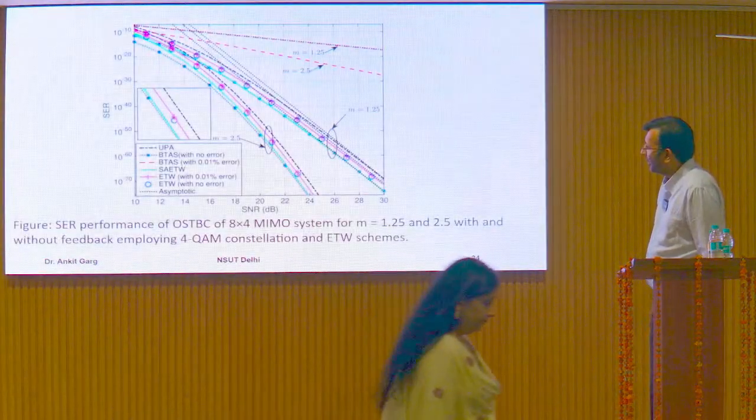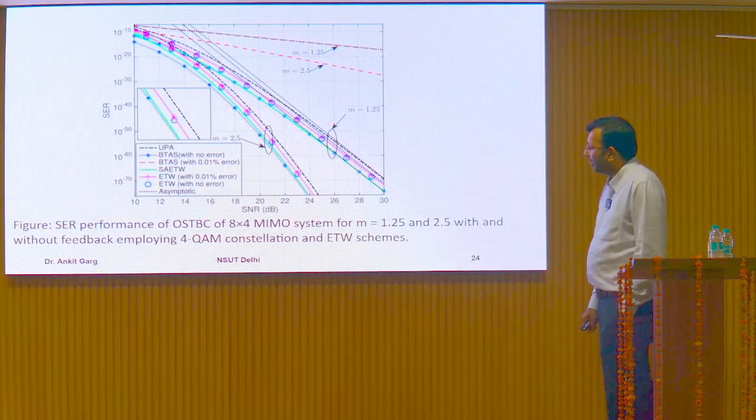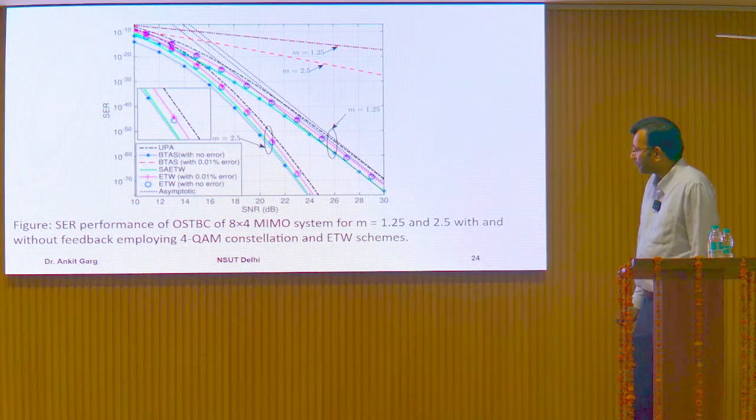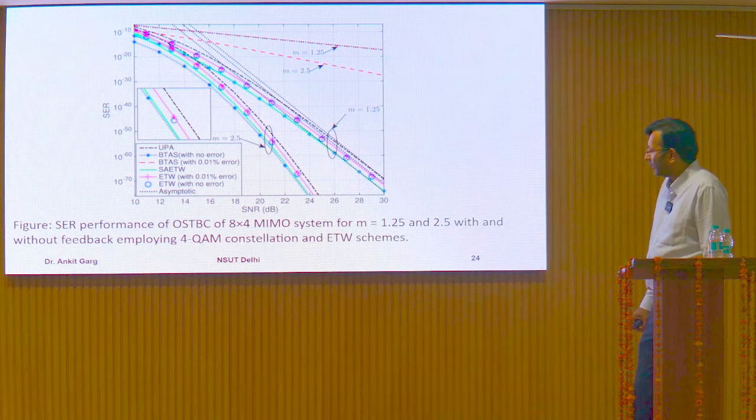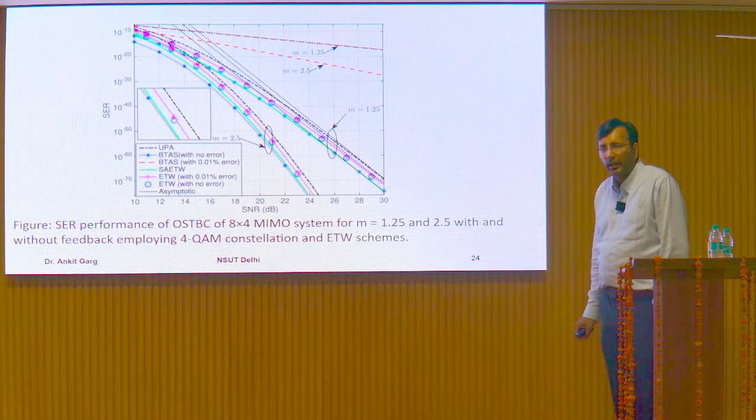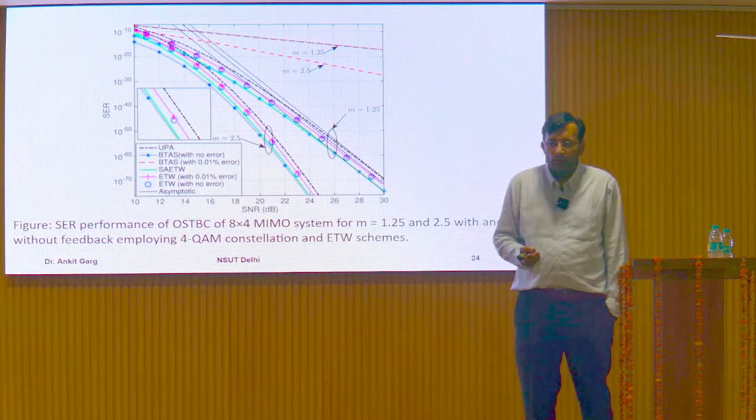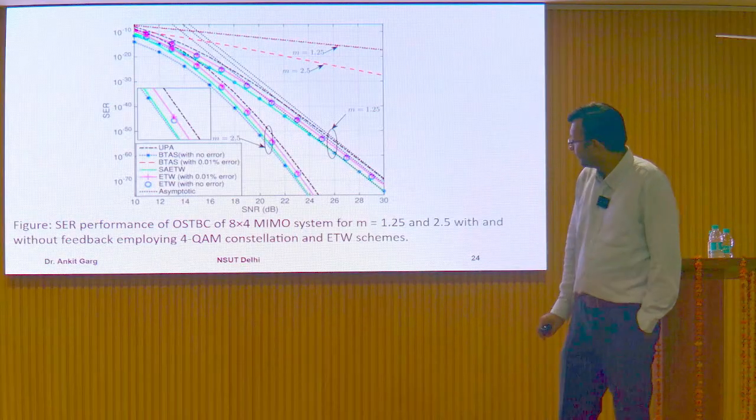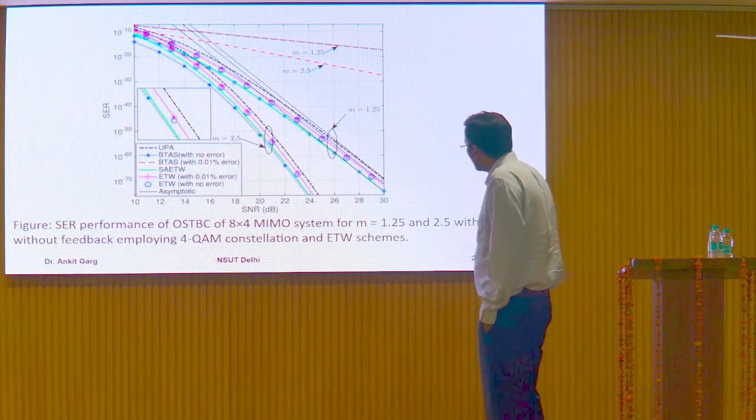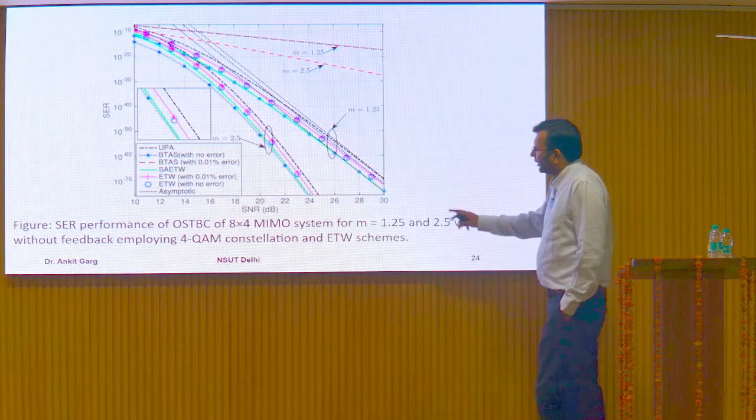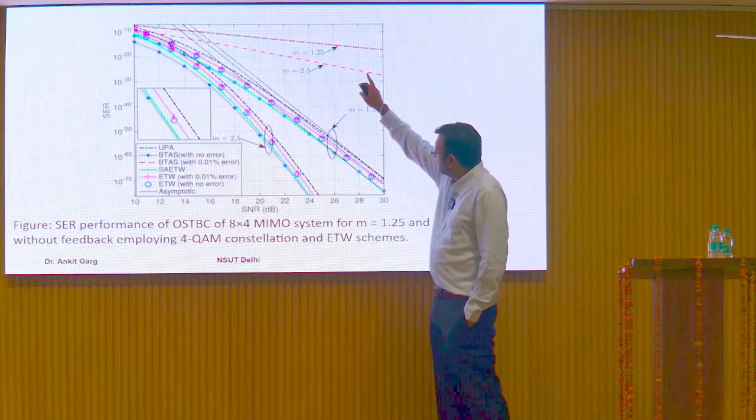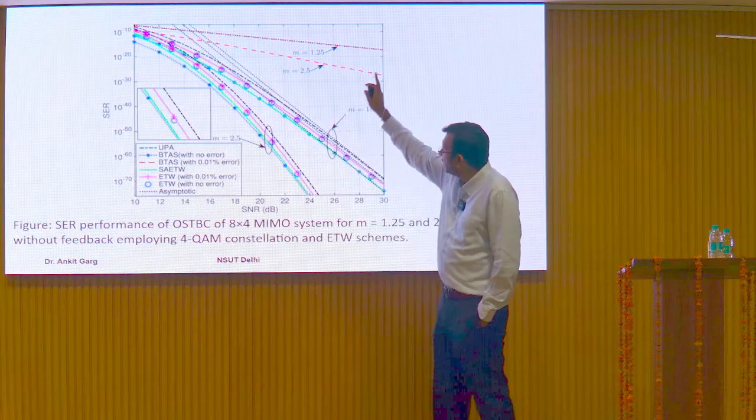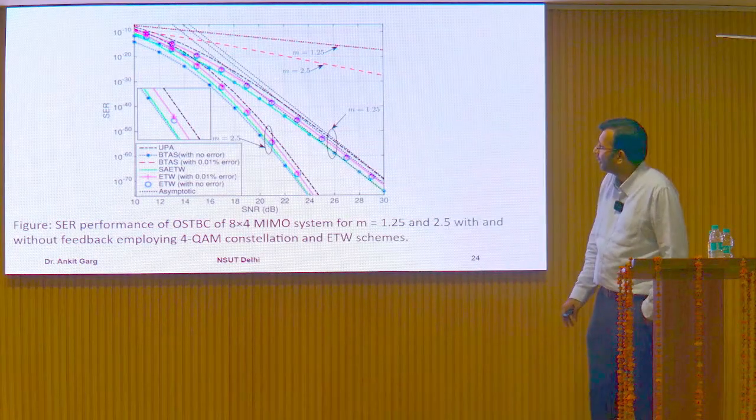So here you can see we get a similar kind of trend for 8 cross 4 MIMO systems, right? For different values of M. As I have already explained, M represents the fading severity. Larger the value of M, lower the fading we have. Okay? So you just need to focus on the red dash, this magenta one and green. These three are the prominent ones. You can easily observe here.